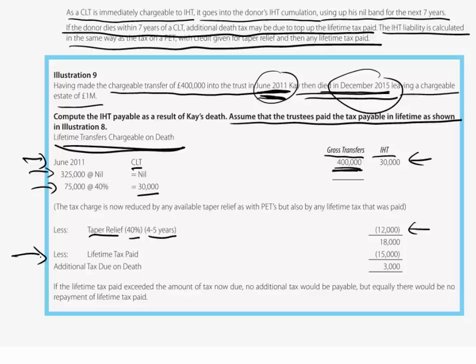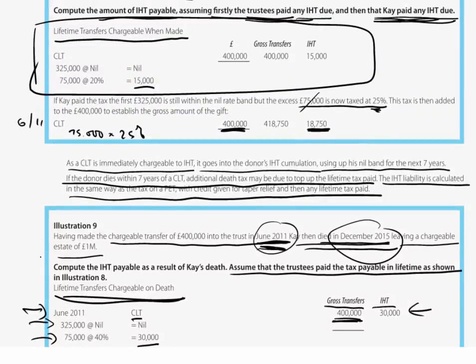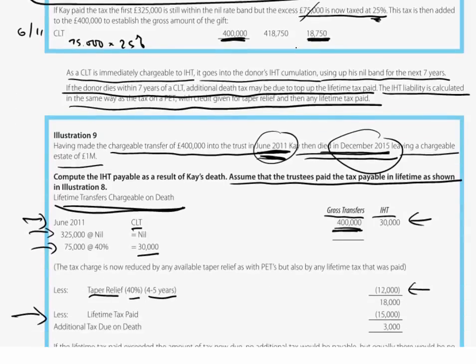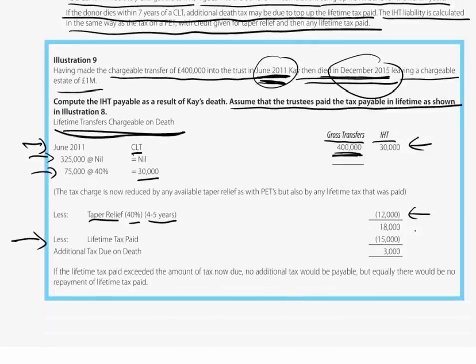What was that lifetime tax paid? Back we go. It was £15,000. Therefore, take away your 15,000, and that leaves you with additional tax now due as a result of the donor's death, K's death here. Additional tax due upon her death of £3,000. Now, that additional tax is payable in relation to the trust, so it will be paid by the trustees.